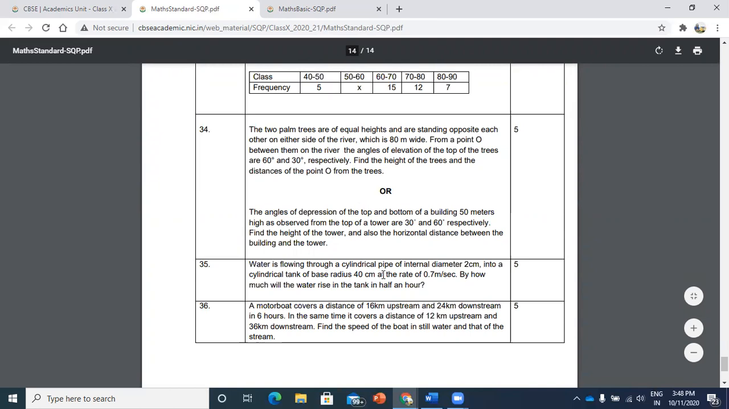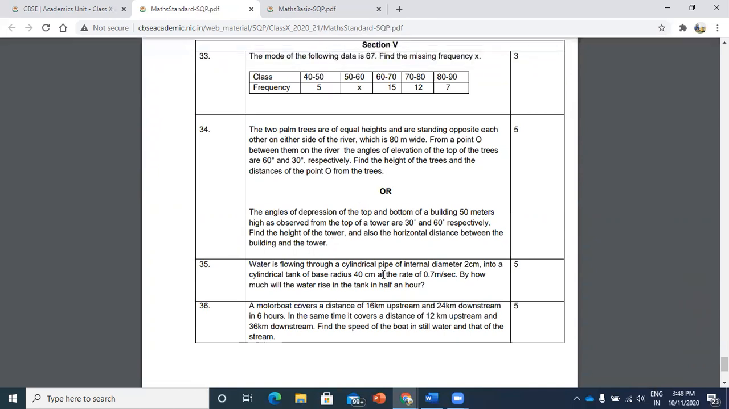So students who are taking standard need to prepare all the topics very thoroughly, and especially the word problems, the application of trigonometry, and statistics. Everything has to be prepared, because this is going to be a major chunk, 5 marks. If you leave that out, then there could be a problem in getting high scores.